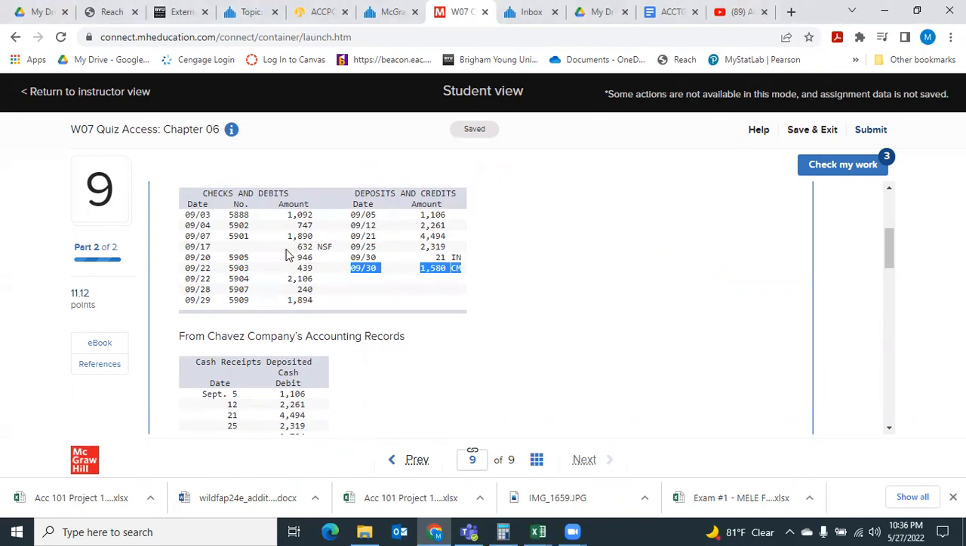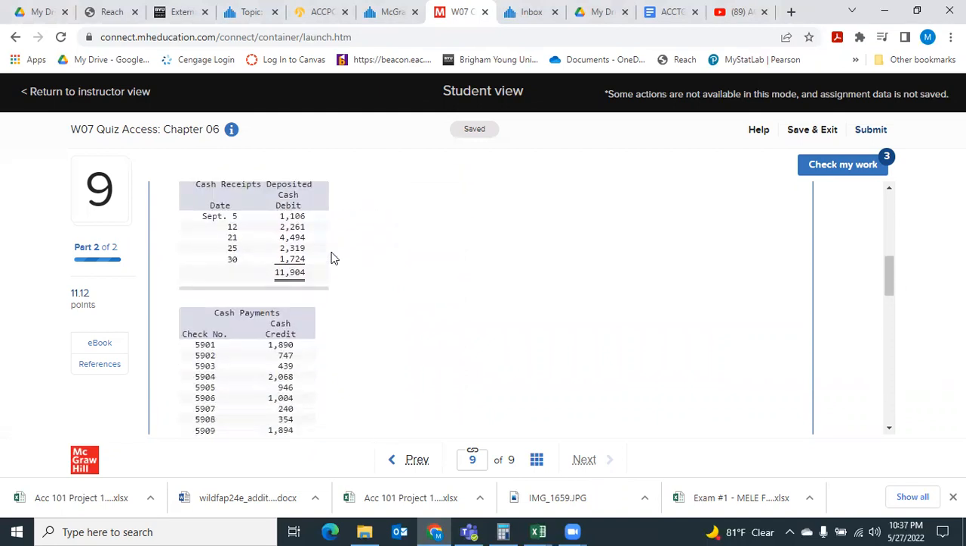We also had a non-sufficient fund check. This is a check that somebody wrote to us, and then we added it to our books. And then when it got to the bank, it bounced, meaning there wasn't enough money in the person's account. And so now we have to deduct it back out of our account. There's $632 on our books that we thought we'd received, but we didn't because the check did not have sufficient funds.